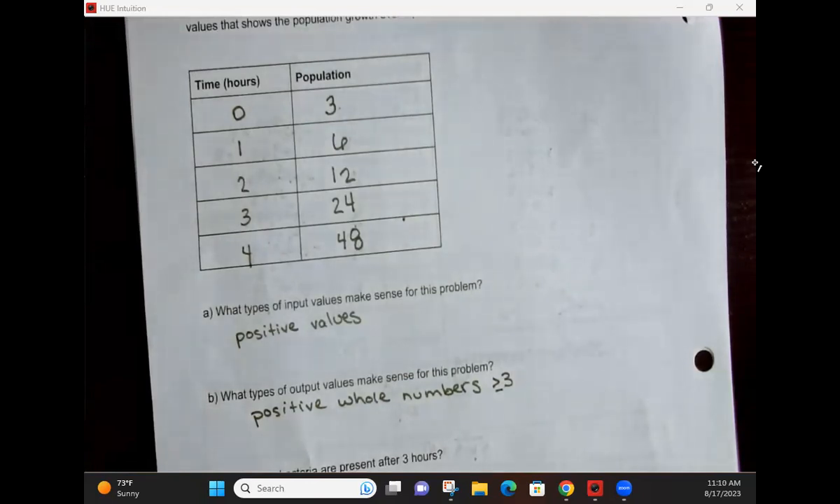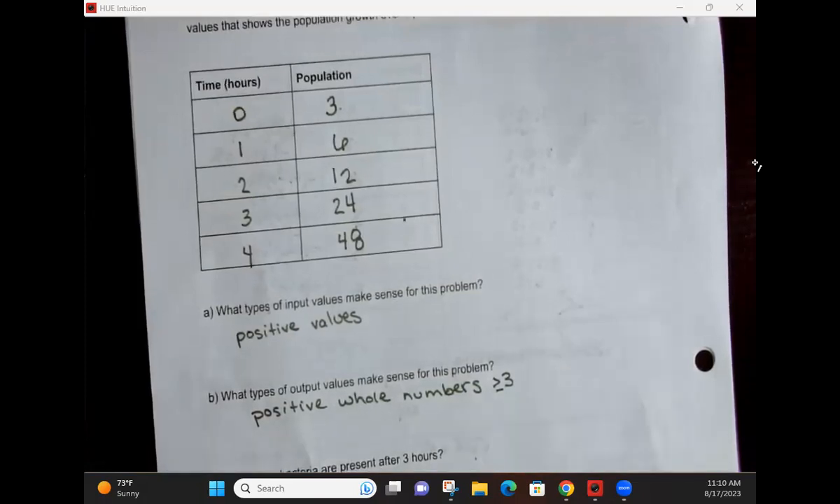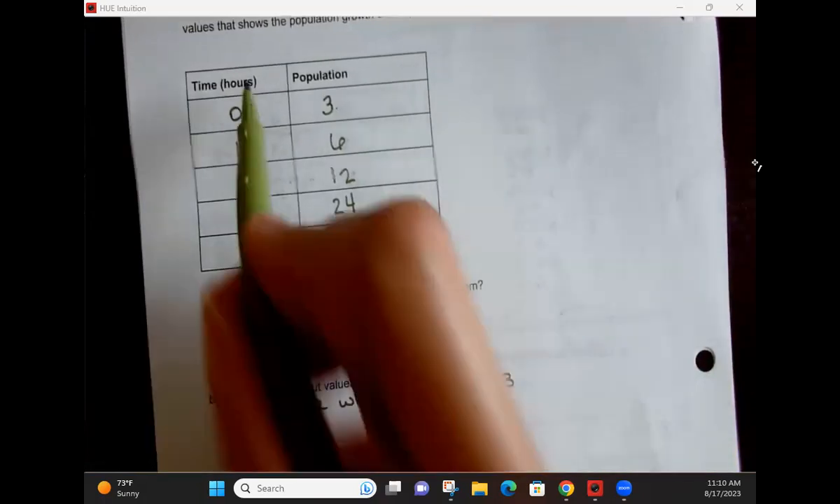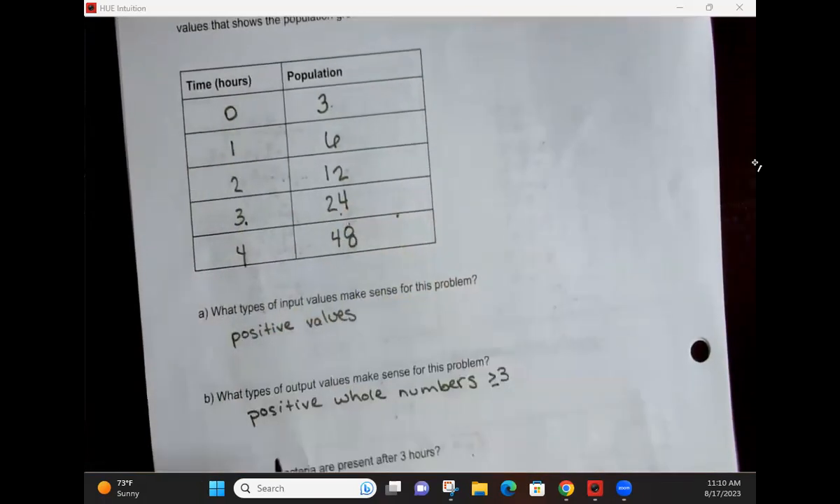And then our last couple here, I'm asking you some questions based on the information we put in our table. How many bacteria are present after 3 hours? 24. I could have also asked this with function notation, and there's a problem a little bit later where I ask something similar with function notation. We don't have a function this time. We've got a table to represent our function. That's okay. 3 hours, we've got 24 bacteria.